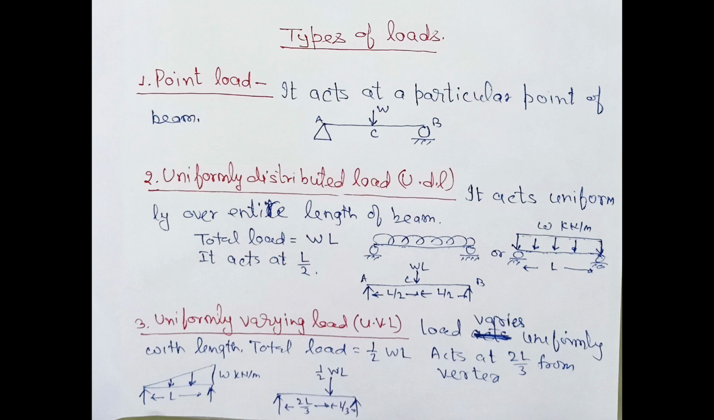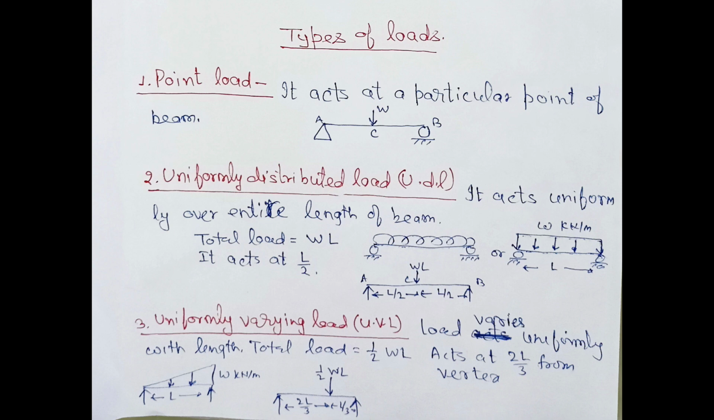Now second one is uniformly distributed load. If the load is equally distributed over the entire length of the beam, then it is called uniformly distributed load, or UDL. It is represented by a simple rectangle with arrows downward. Suppose the intensity of load is W kilonewton per meter and it is acting over L meter. So when we draw the free body diagram of this beam, we take the total load as W into L, intensity multiplied by length, and this total load will act at half of the length.